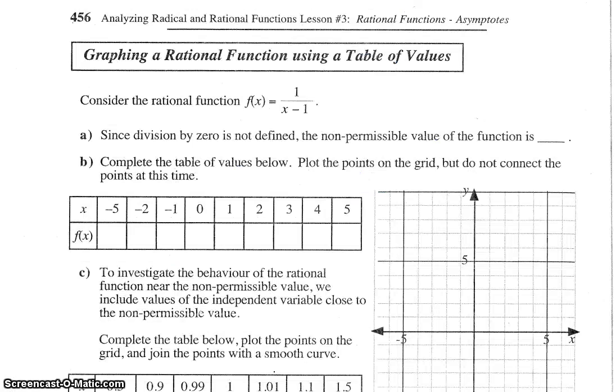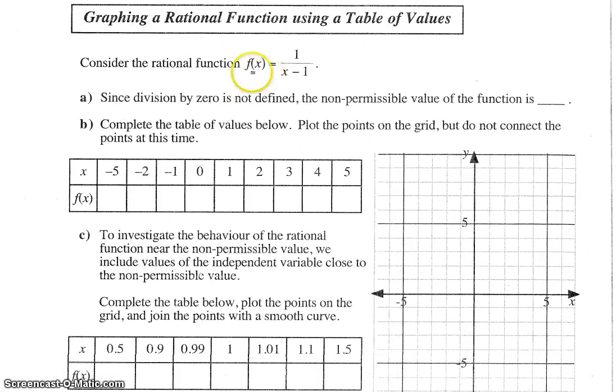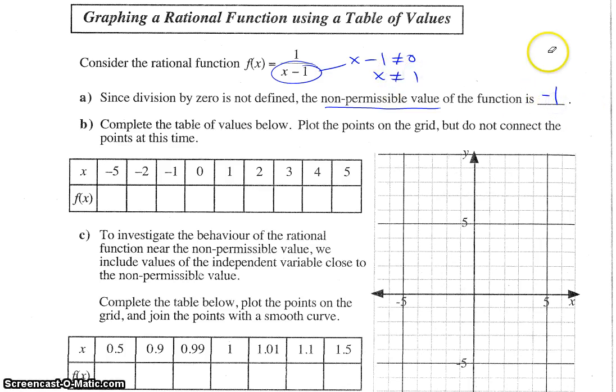Okay, so we're going to graph a rational function here using a table of values and look at what happens there. Consider the rational function f of x equals 1 over x minus 1. Since we can't divide by 0, division by 0 is not defined, the non-permissible value of this function would be, set that denominator cannot equal to 0, solve for x, which means the non-permissible value, oops, why did I put negative 1? It's just equal to 1.